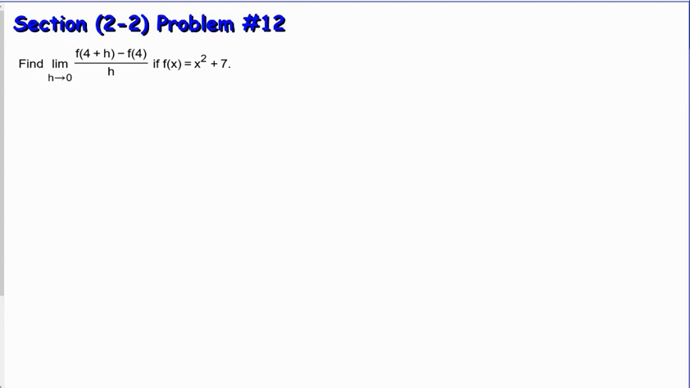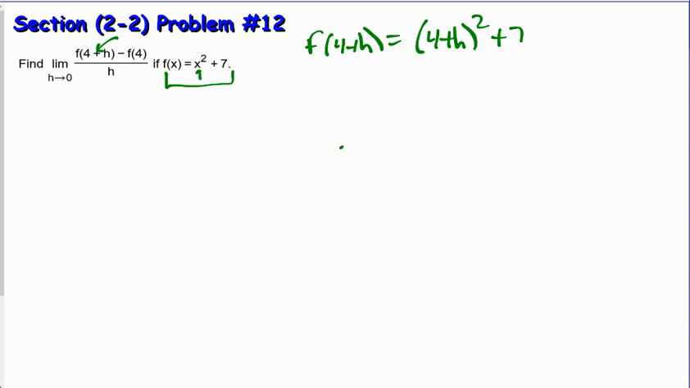Question number 12 is a limit question with the difference quotient, and we can evaluate this. Here we have our f of x, which is x squared plus 7, and the first thing we want to do is put 4 plus h in place of x. So we have f of 4 plus h is equal to 4 plus h in parentheses squared plus 7. And basically all we did was replace any x with 4 plus h.